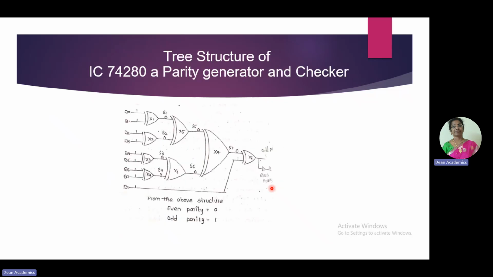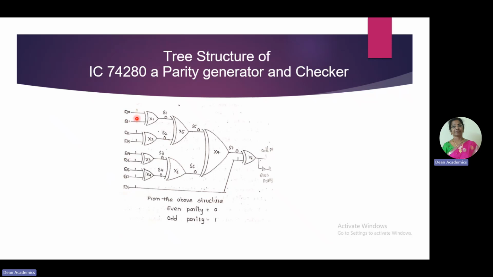Now let us see the tree structure of this IC 74280. It is a parity generator and checker, and it has these many exclusive OR gates. Exclusive OR gates 1, 2, 3, 4, 5, 6, 7, 8, so 8 exclusive OR gates are used here. It is a 9-bit parity generator and checker. So D0, D1, and all 9 ones are applied at the input of this parity generator. And if you observe the output of each one of these, let us see what is the parity of this 9-bit data word.